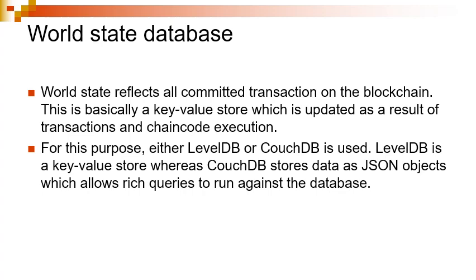LevelDB is a key value store where CouchDB stores data as JSON objects, which allows rich queries to run against the database. So we know that LevelDB is the default, and if we want rich queries on the Hyperledger Fabric, then CouchDB can be used. This concept we have studied in the previous session also.